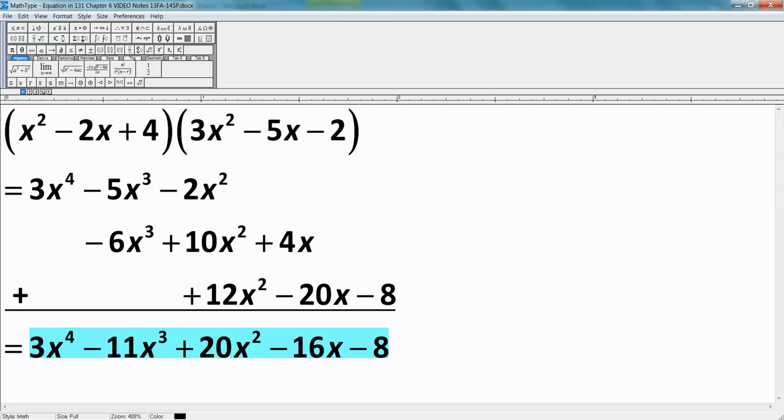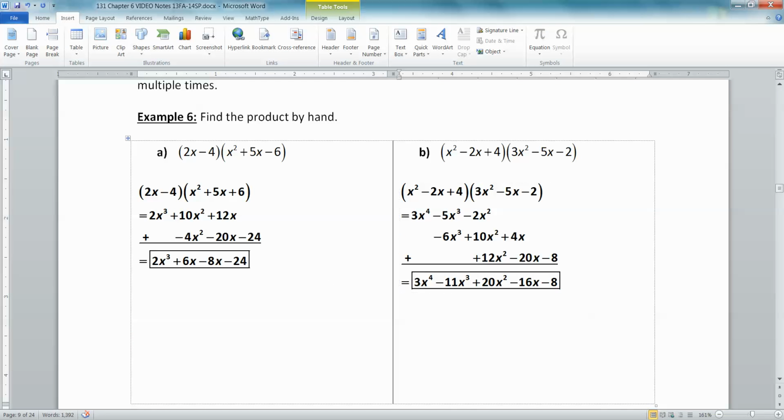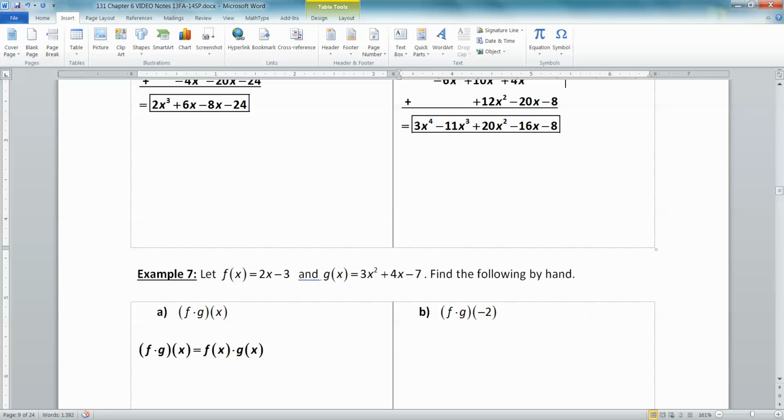So it's not hard, it's just you have to be organized when you do it. As long as you're organized, it'll go pretty well for you. And you don't have to do this lineup thing, but I think it's kind of easier if you do.